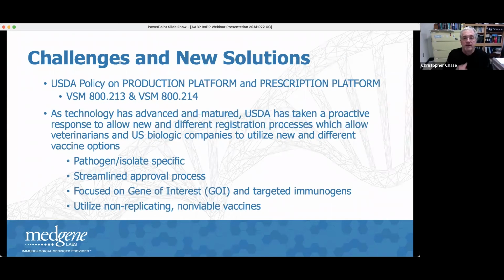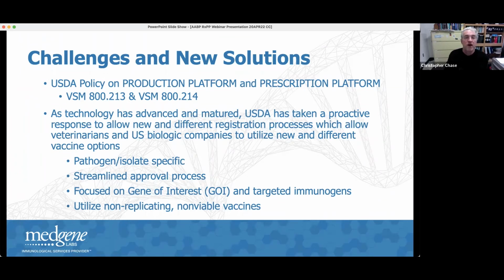So again, this policy, or in terms of this production platform and prescription platform, was a directive that came from USDA. And they've taken this very proactive response to allow new and different registration processes, which then allow veterinarians and biological companies to utilize these new and different vaccine options.